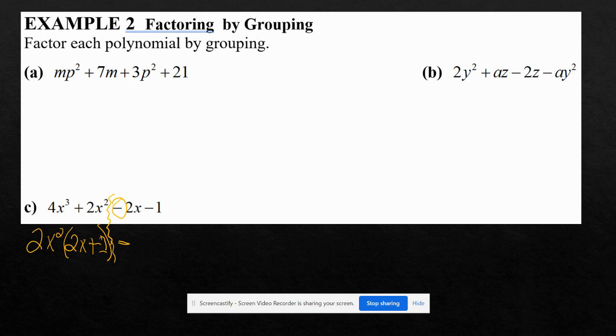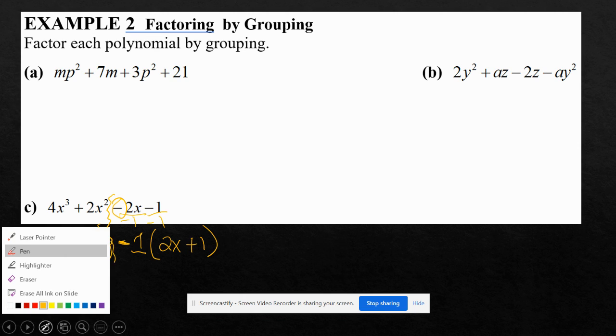The right side starts with a negative. Now, these don't have any common terms. However, you can always pull out a 1. But I want it to be negative 1 because it starts here. So if I pull out a negative 1, that means I'm dividing both sides by negative 1. Negative 2x divided by negative 1 is a positive 2x. Negative 1 divided by negative 1 is a positive 1.